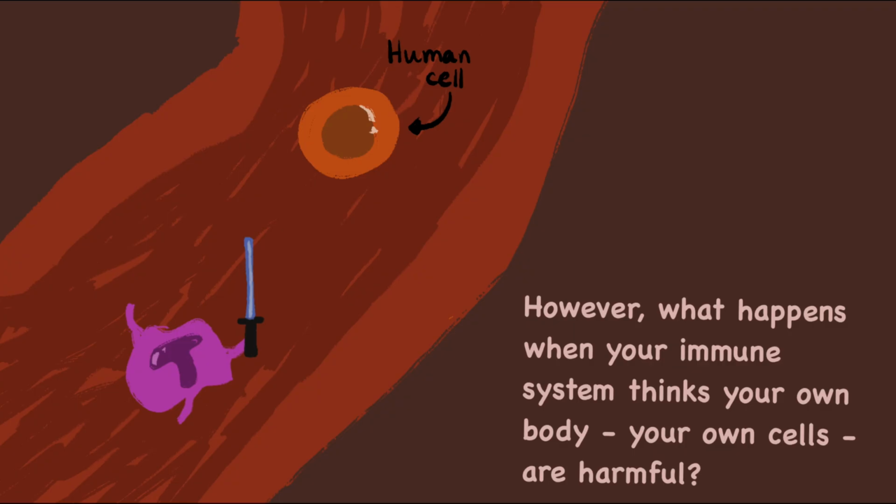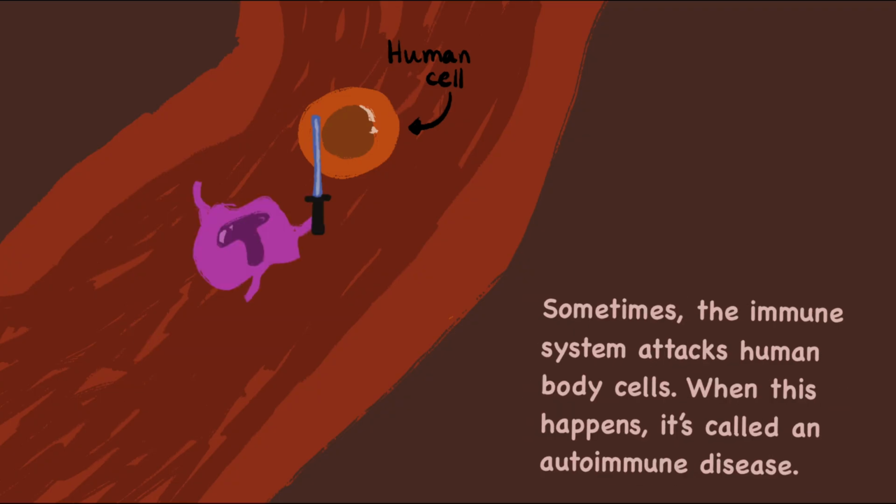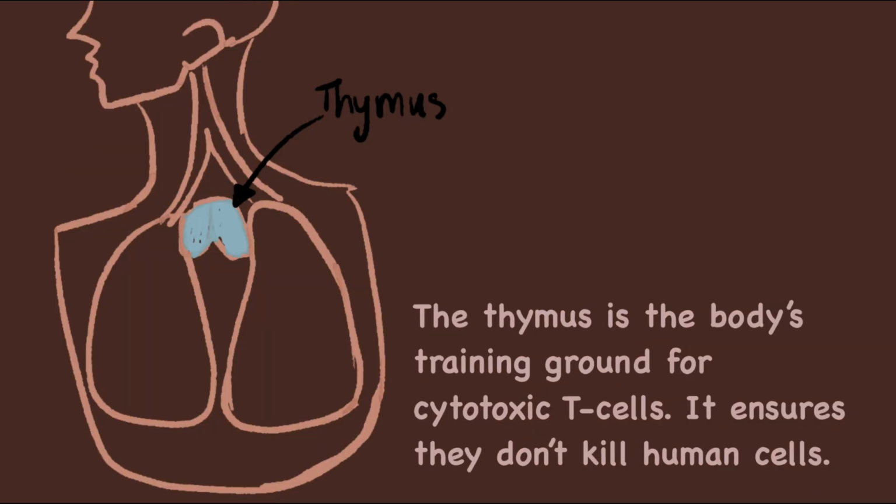Now, you may be asking, why doesn't the body have a set of rules or something so that the cytotoxic T cells, remember those are the ones that destroy cells, don't destroy our own cells? Well, they do have that. There's this organ that you have called the thymus that sits right in between your lungs, and it's like a sort of training ground for your T cells, sort of like a school.